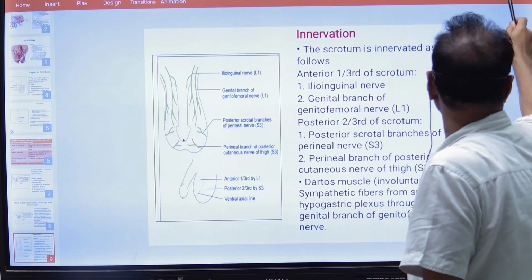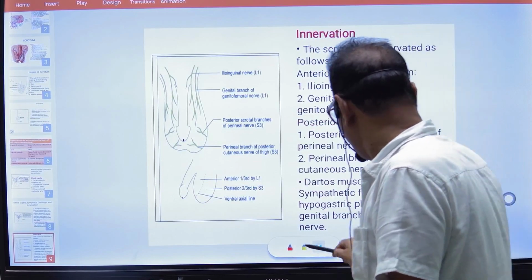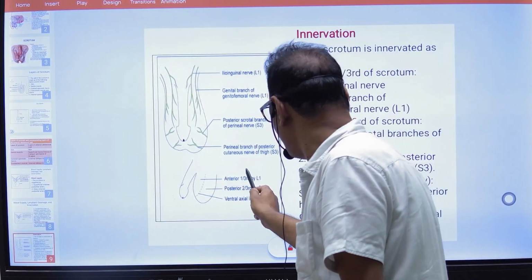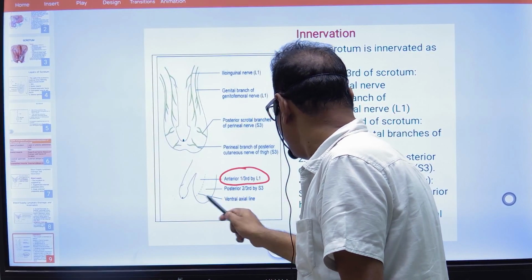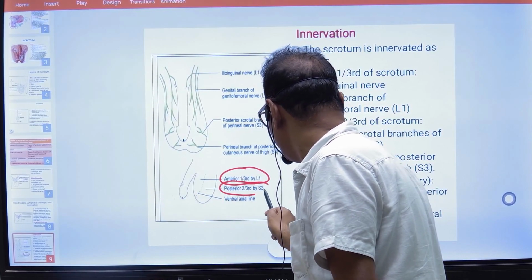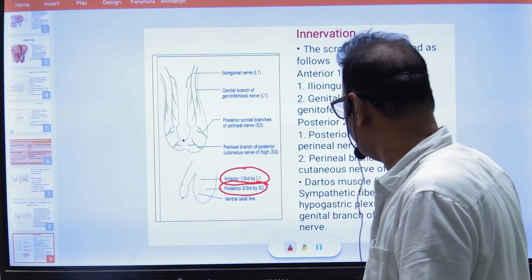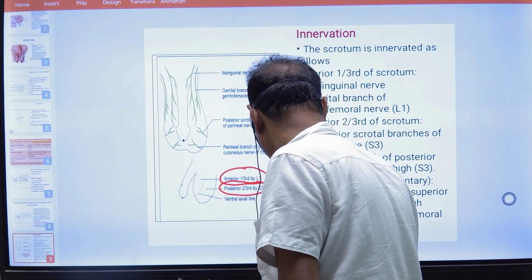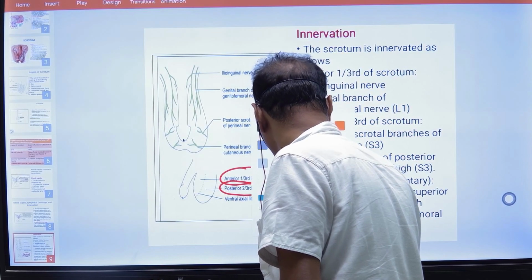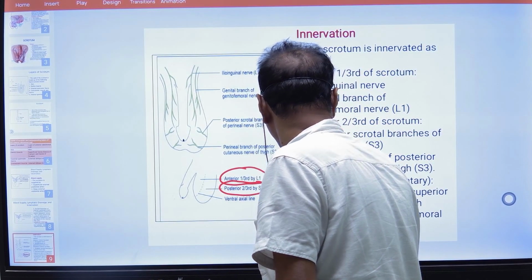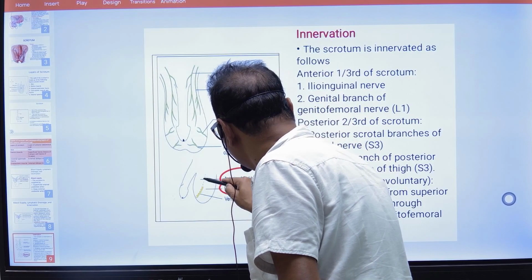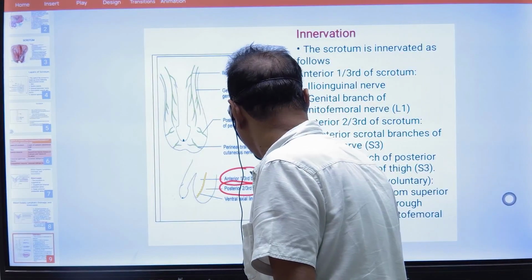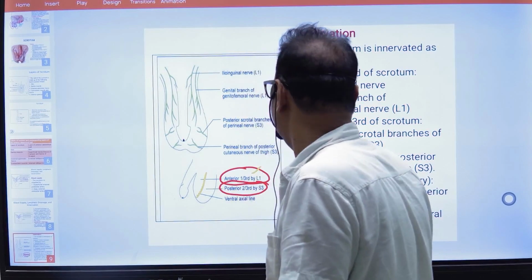Regarding the innervation, see this one. This innervation is divided into two parts: the anterior 1/3 and the posterior 2/3. They are divided by a vertical axis, which is over here. This vertical axis will divide it into the anterior 1/3 and posterior 2/3.